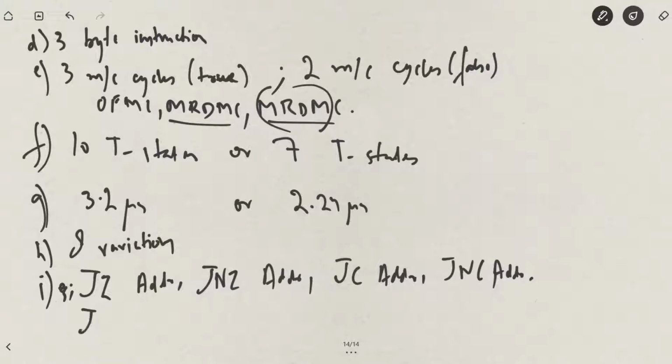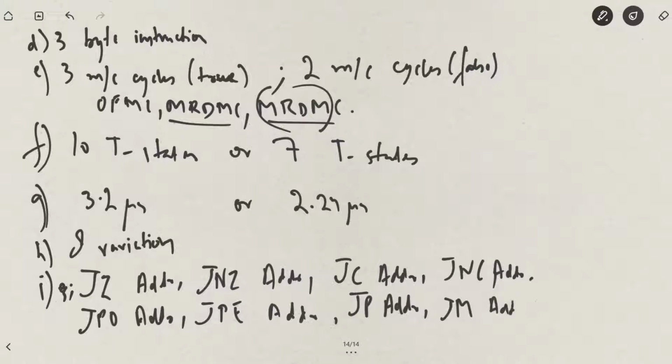Jump parity: odd parity, even parity. So these are your different variations: JZ, JNZ, JC, JNC, JPO, JPE, JP, and JM. No flag affected.